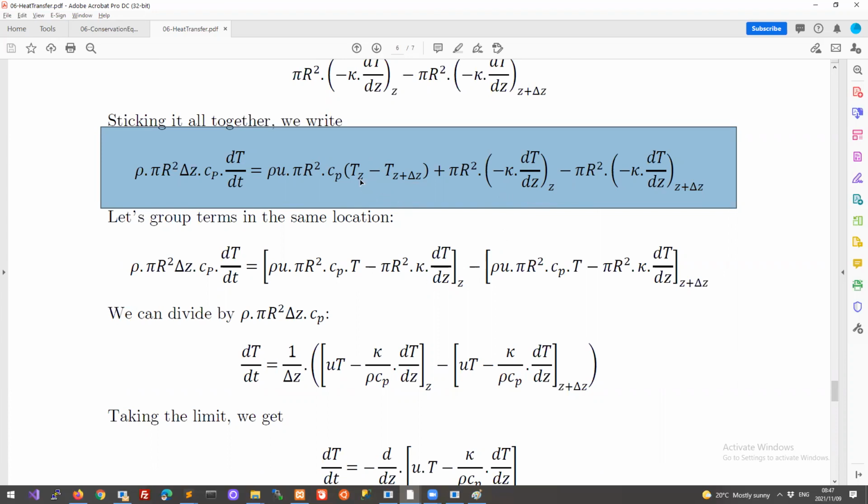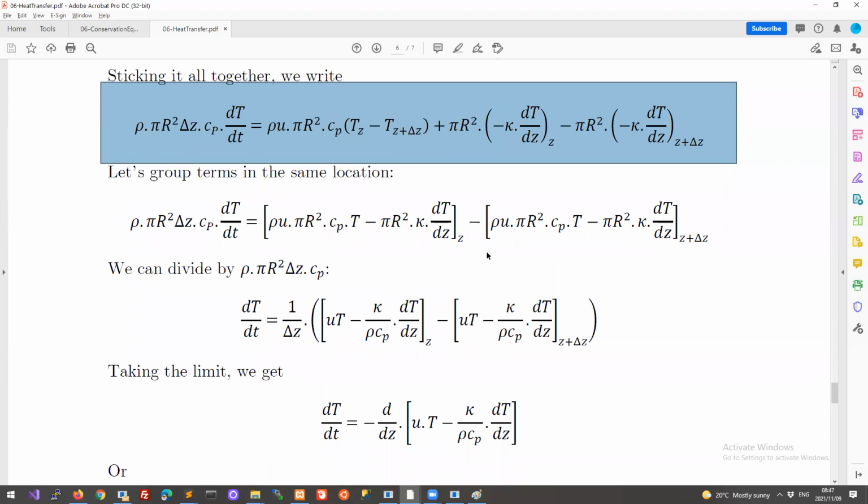And by the way, I've removed the subscript Z's because we are writing brackets around the whole thing and giving the subscript out there. So that's convection in and conduction in. And then doing the same thing at Z plus delta Z, there's convection in and conduction in, convection out and conduction out.